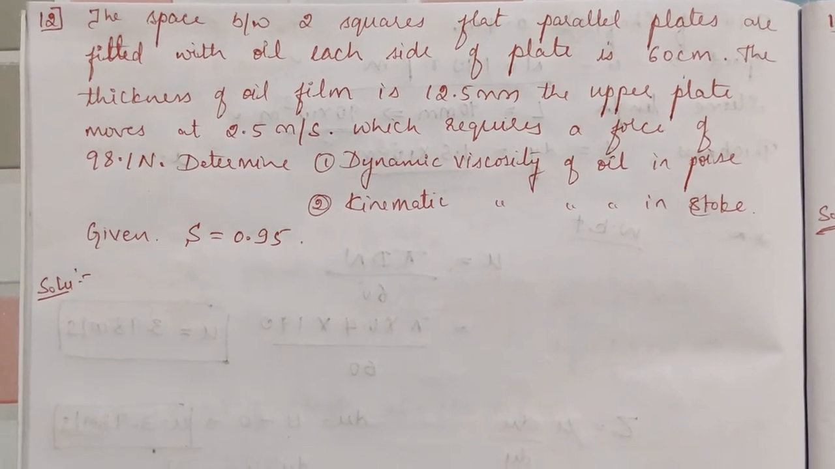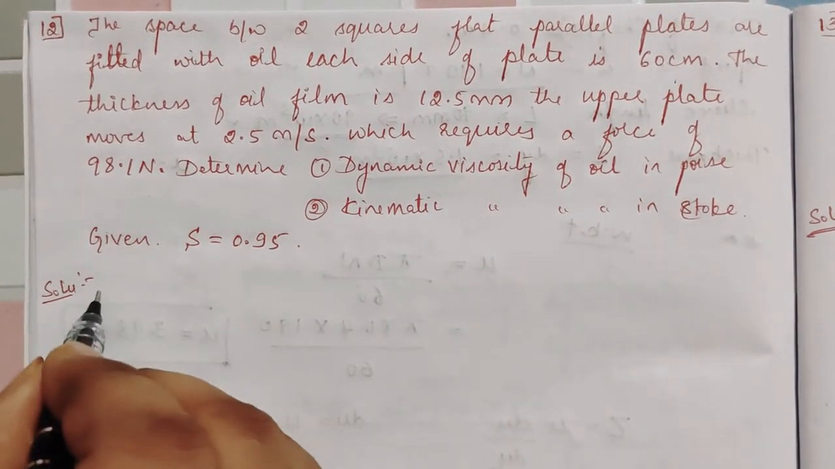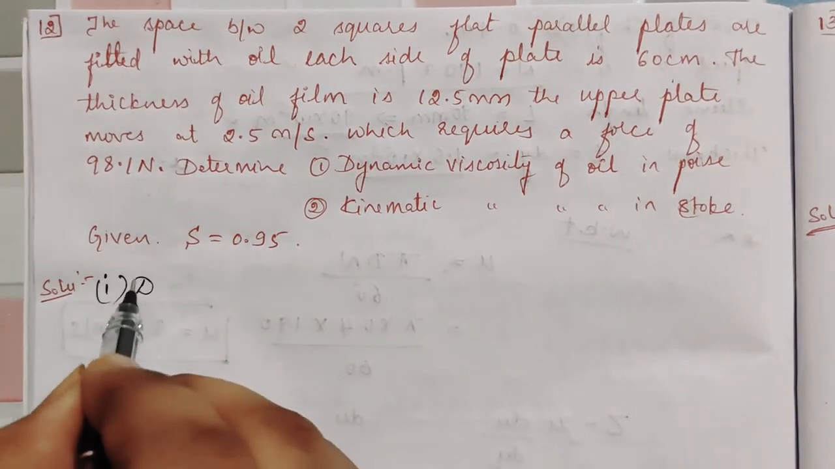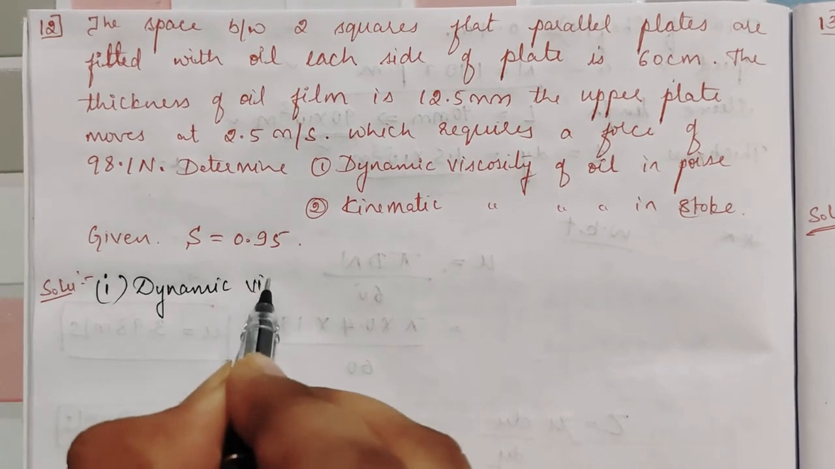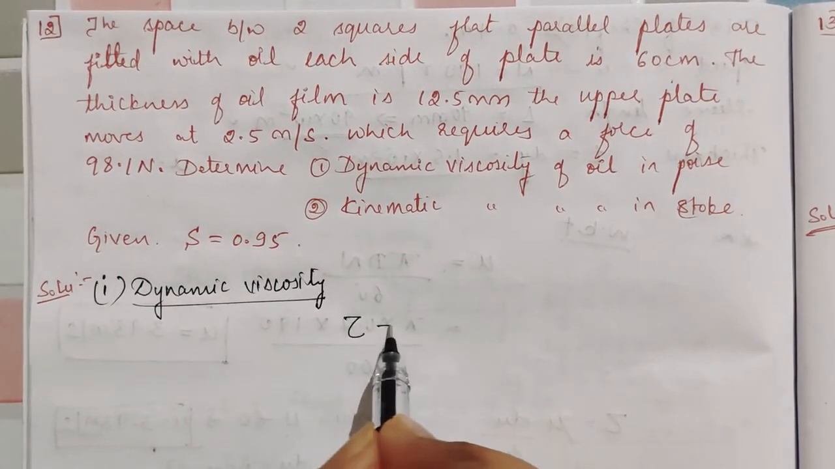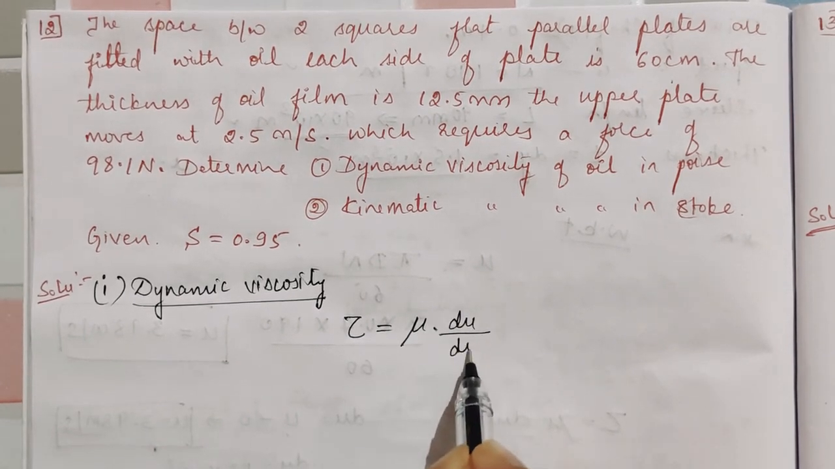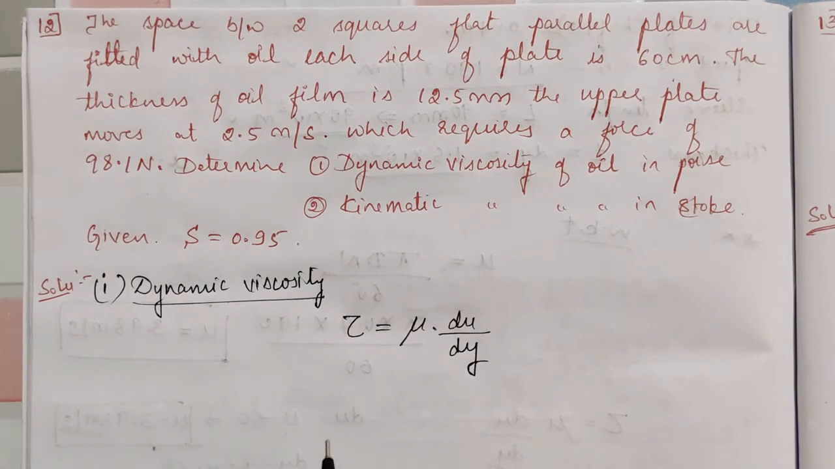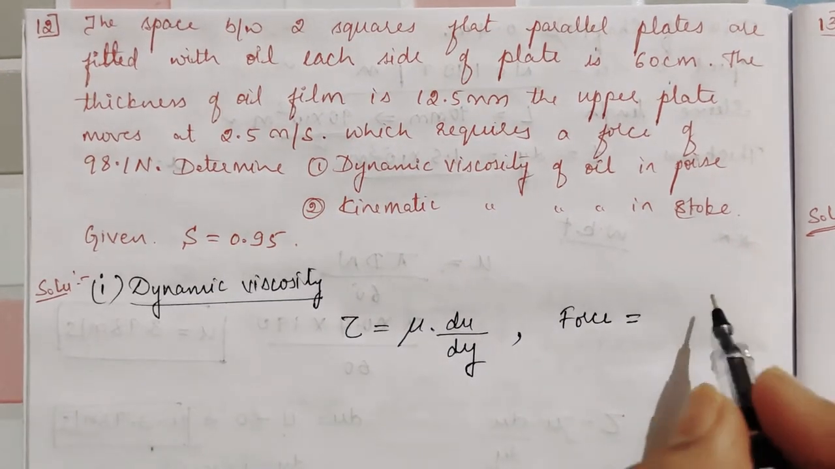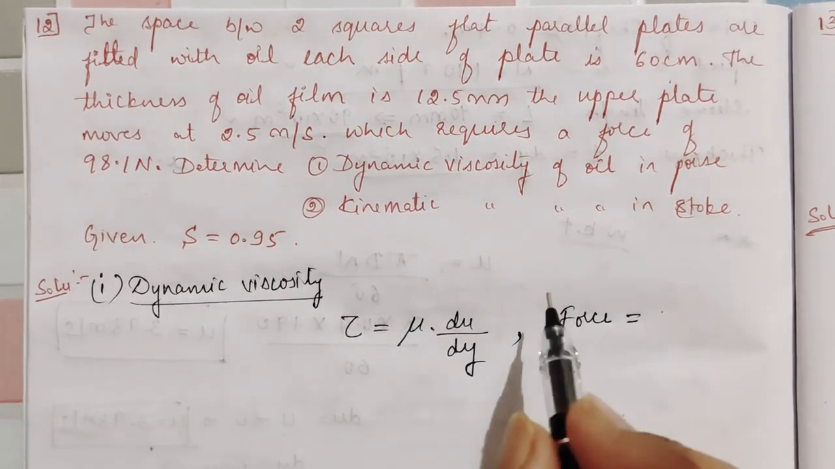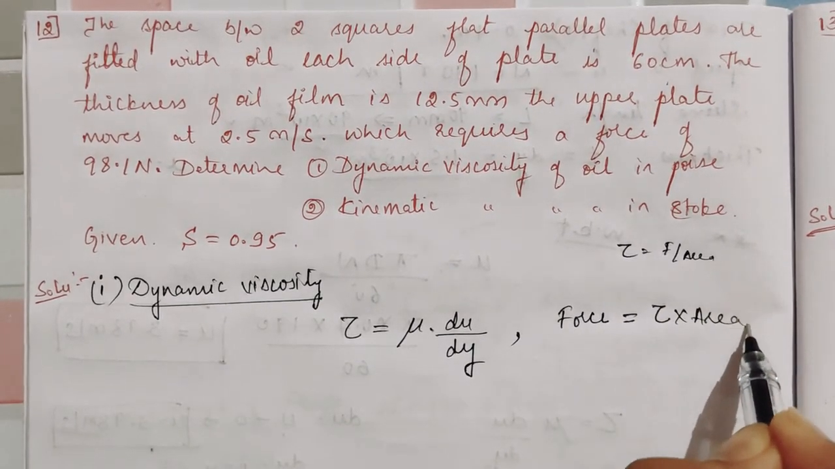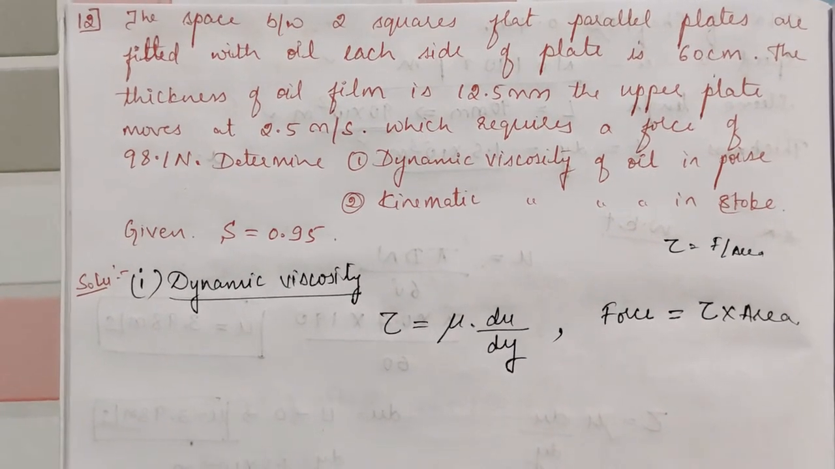Fine, so we will solve the problem. What I want first is the dynamic viscosity. Now what formula do we know? That is tau is equal to dynamic viscosity into du by dy. Then again we know that tau is equal to force by area, so force is equal to shear stress into area.